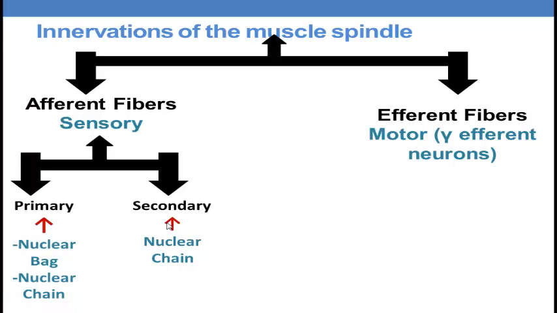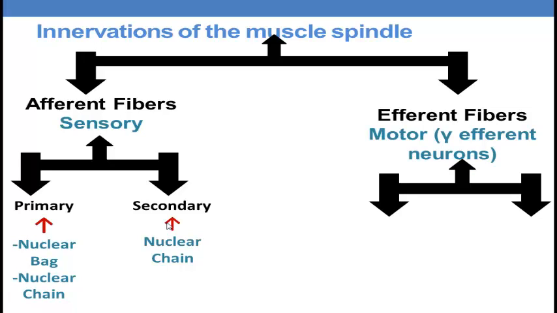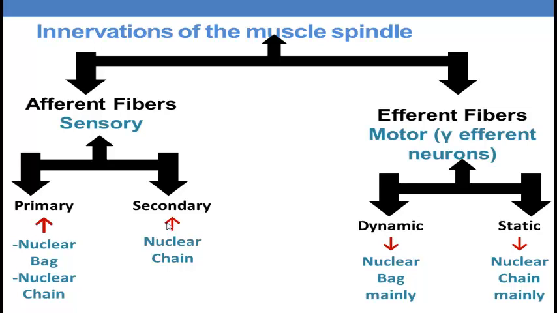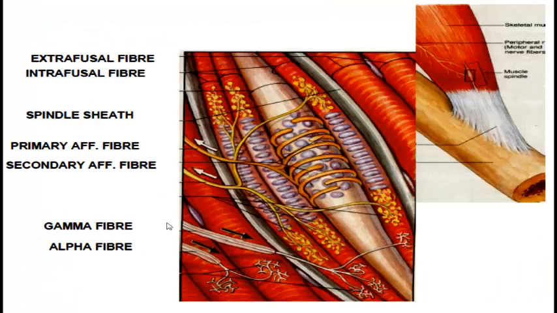Efferent fibers or gamma motor neurons are further subdivided into two subdivisions. The first is dynamic gamma efferent, which supplies nuclear bag mainly. And the static gamma motor neurons mainly supply nuclear chain. So again, this is nuclear bag fibers and this is nuclear chain fibers. As you can see, nuclear bag is larger.